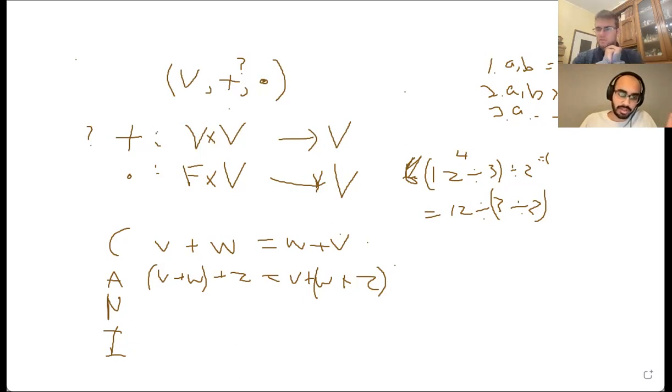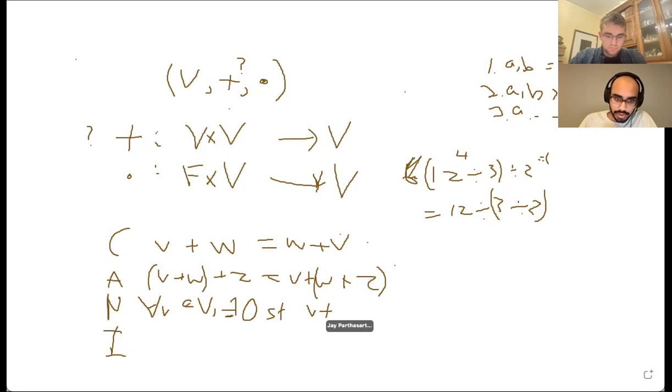Basically, hang on, I think it stands for neutral. Neutral, yeah. Inverse is negative. Yeah, you're right. So it's for all v element of V, there exists, we call this thing with this funny symbol 0, such that v plus 0 equals v. Yes, it's like a neutral element.